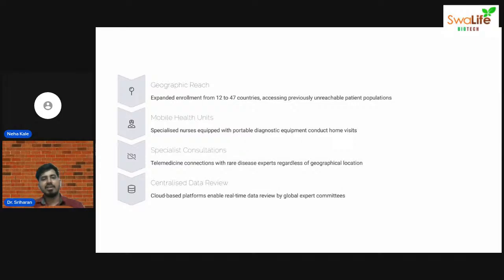Here the geographical reach was a success. Their enrollment takes place in 12 to 44 countries from unreachable patient populations. Also, a mobile health unit, which is nothing but a remote health unit, and specialist consults through telemedicine. And the data should be reviewed by the expert global committee while the data is stored in a cloud platform. It should also be reviewed by a global expertise committee.